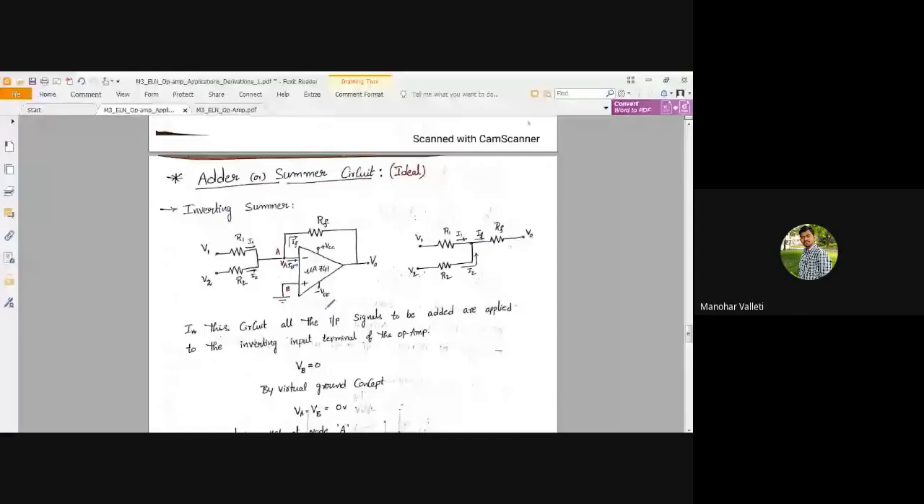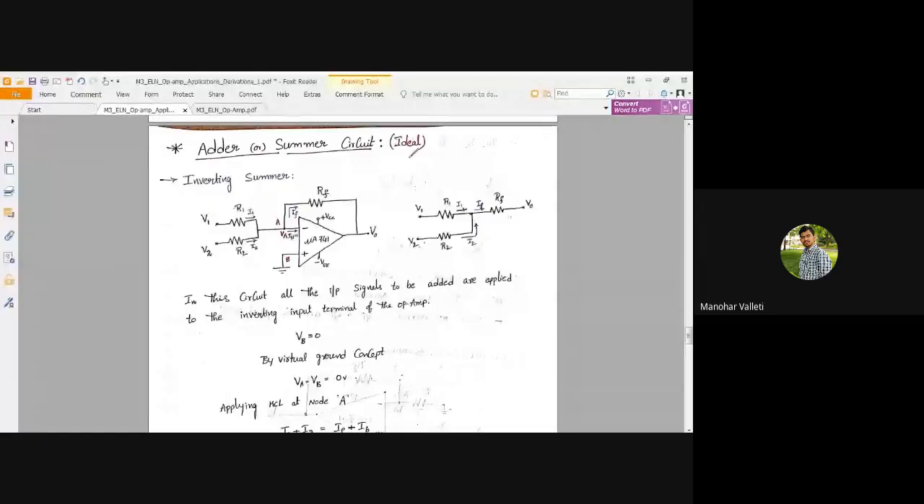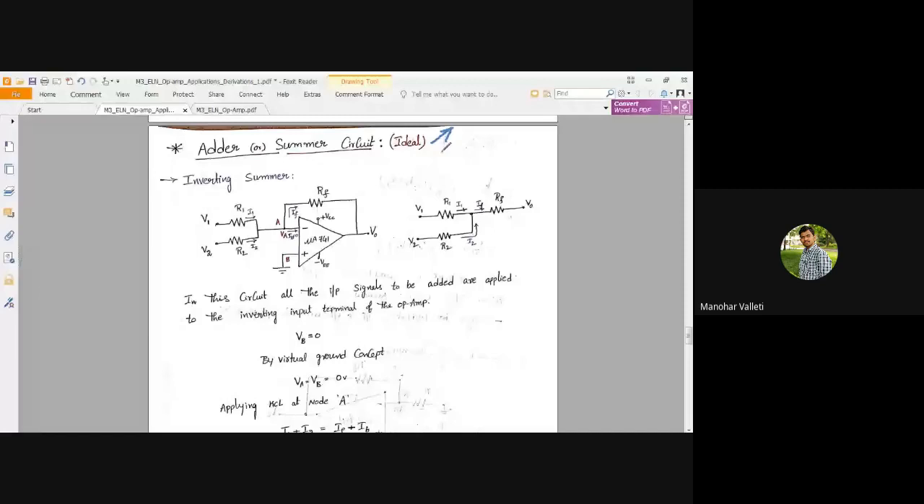One more application of the op amp is the adder circuit or summer circuit. We will see how we are calling the circuit in the op amp. There are two variations of adder or summer circuit.